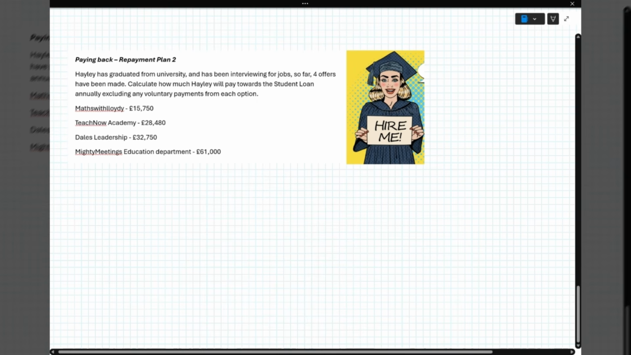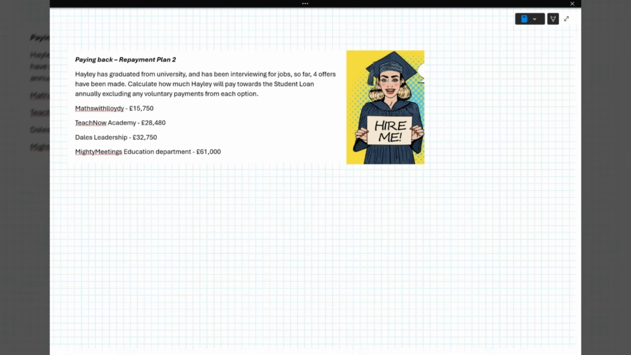Hayley has graduated from university and has been interviewing for jobs. So far, 4 offers have been made. Calculate how much Hayley will pay towards a student loan annually, excluding any voluntary payments from each option. So we've got Maths with Lloydie offering $15,750, very generous. Teach Now Academy, Dale's Leadership, and then Mighty Meetings Education Department. Okay, if you could pause the video and have a go.